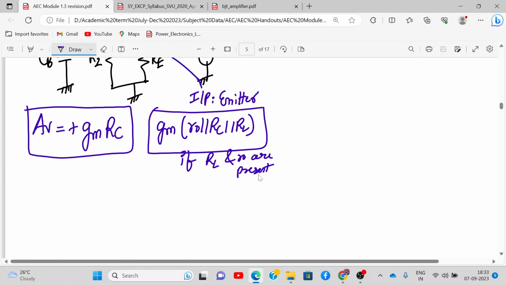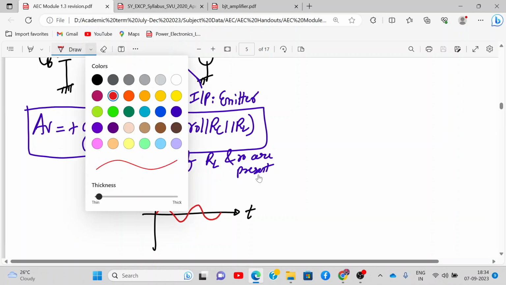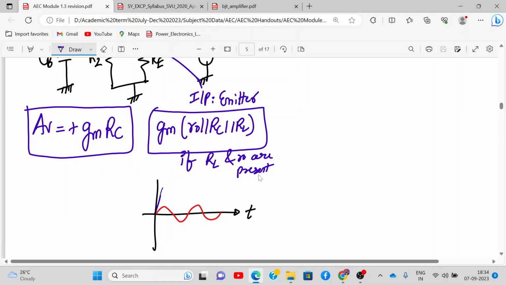For a common base amplifier, the input and output waveforms are like this. If this is time and this is input, my output will be like this. Got it? You have understood, right? And your input impedance will be, I hope I'm audible now.